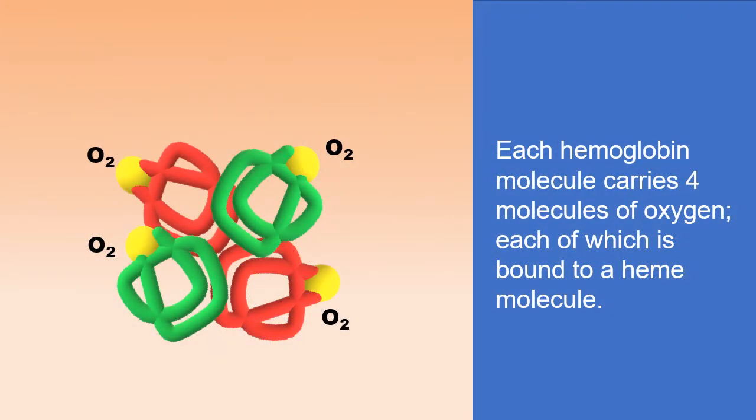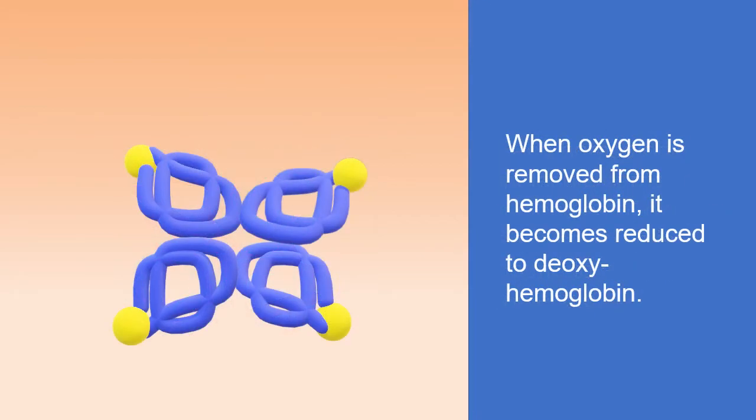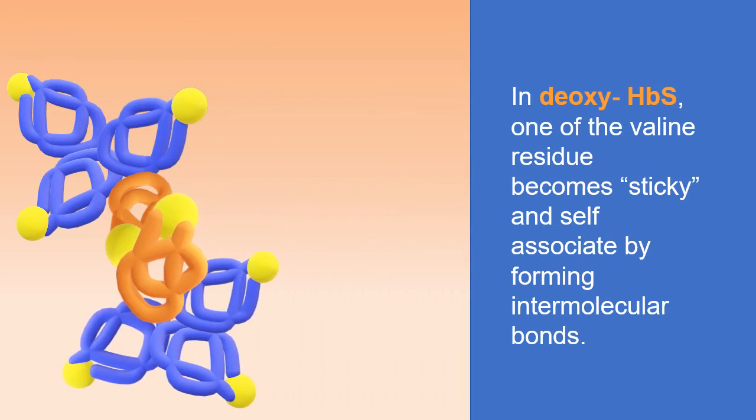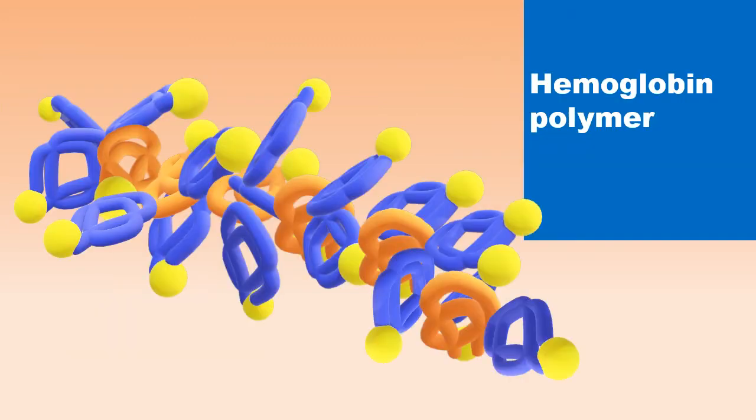Each hemoglobin molecule carries 4 molecules of oxygen, each of which is bound to a heme molecule. When oxygen is removed from the hemoglobin, it becomes reduced to deoxyhemoglobin state. In sickle cell anemia, the deoxygenated hemoglobin S has one of the valine residues that becomes sticky in its nature and self-associates by forming intermolecular bond between the hemoglobin chains. This leads to development of hemoglobin polymers.